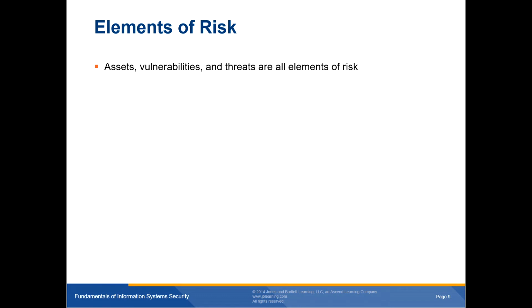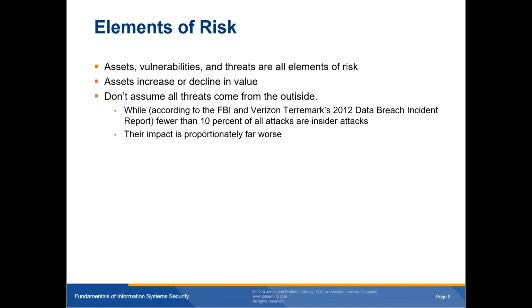The elements of risk. Assets, vulnerabilities, and threats are all elements of risk. Assets increase or decline in value. Don't assume all threats come from the outside. According to the FBI and Verizon Terremark's 2012, and I know this is old, data breach incident report, while fewer than 10% of all attacks are insider attacks, their impact is proportionally far worse, mainly because somebody who's on the inside knows exactly where the data is, knows what the value of the data is, and knows how to exploit it. And so an insider attack may actually be more dreadful to an organization than an external attack.